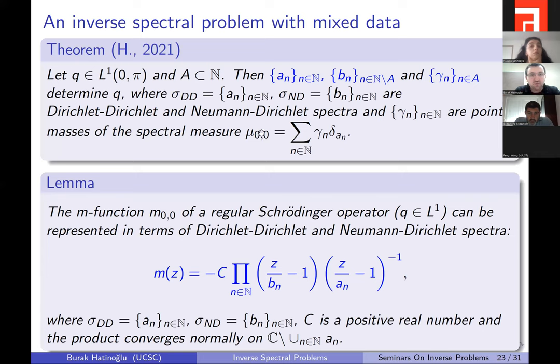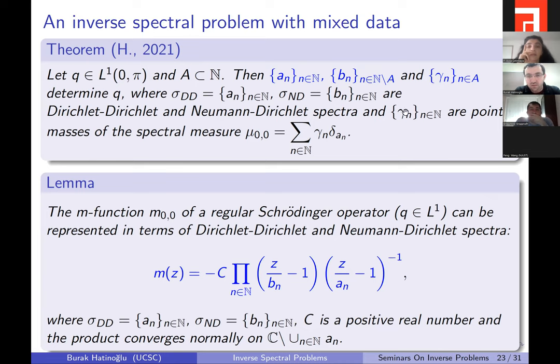And this is the following theorem. Here we have an L1 potential q and some subset of the real line. This will be our index set. And what is given is the following spectral data: one full spectrum. For simplicity, I will just discuss Dirichlet-Dirichlet and Neumann-Dirichlet, but the other boundary conditions can also be handled. So A_n denotes the Dirichlet-Dirichlet eigenvalues, and B_n the Neumann-Dirichlet eigenvalues. And here we know the Neumann-Dirichlet eigenvalues except at the index set, but we know the norming constants for A_n at the same index set. And this spectral data uniquely determines the potential q.